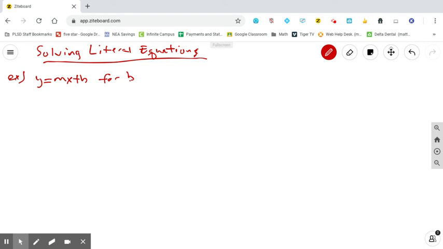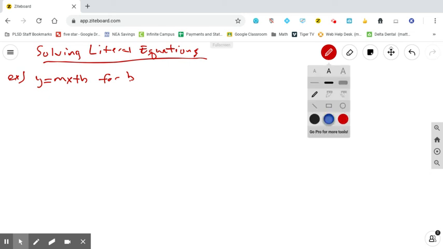All right, we're going to solve some more literal equations. This time I'm going to use that equation y equals mx plus b. I want to solve it for b. I know you may recognize that equation, but we're going to solve it for b. That really means I want b all by itself, all on one side, right?